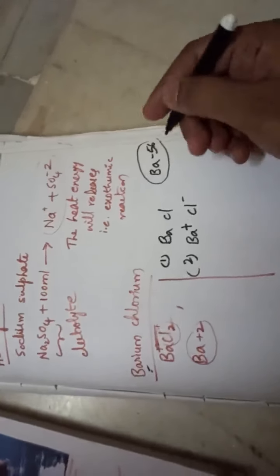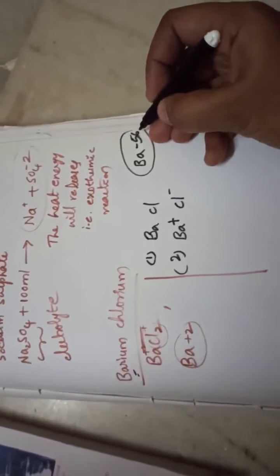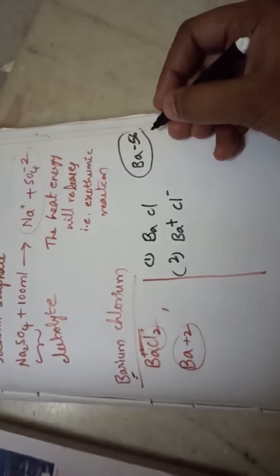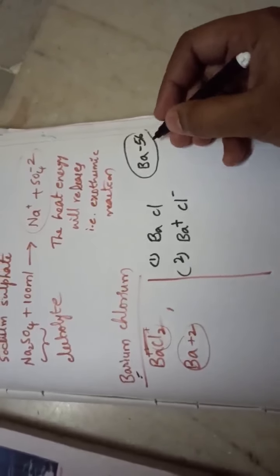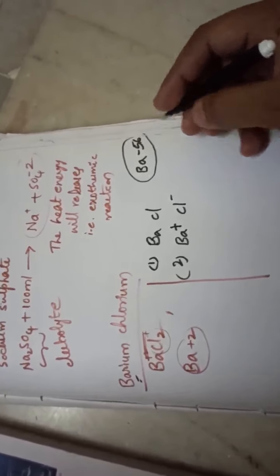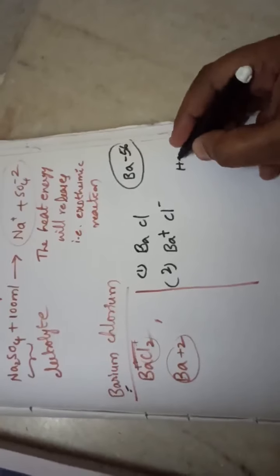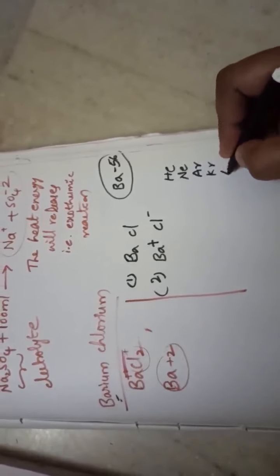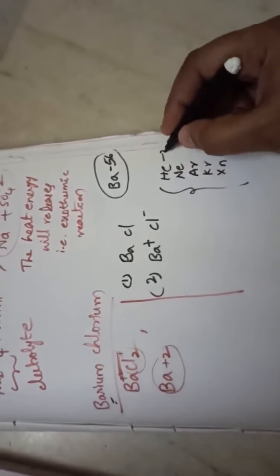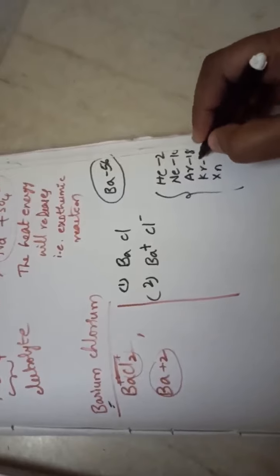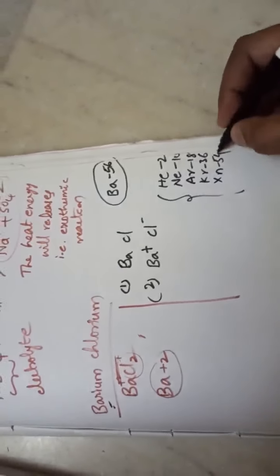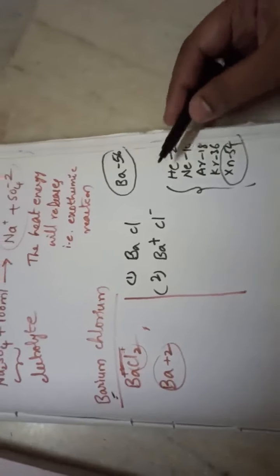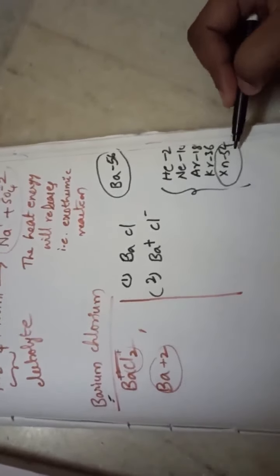See children, here barium atomic number 56, and we can also write the electronic configuration, but the easy way is to compare with the nearest noble gas element. We know helium, neon, argon, krypton, xenon. These are the noble gas elements: 2, 10, 18, 36, 54. So the nearest noble gas element to barium is xenon, atomic number 54.